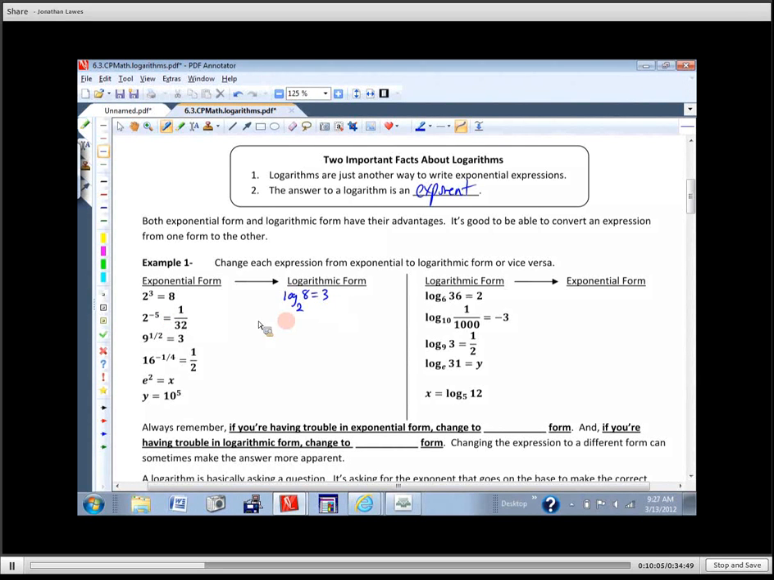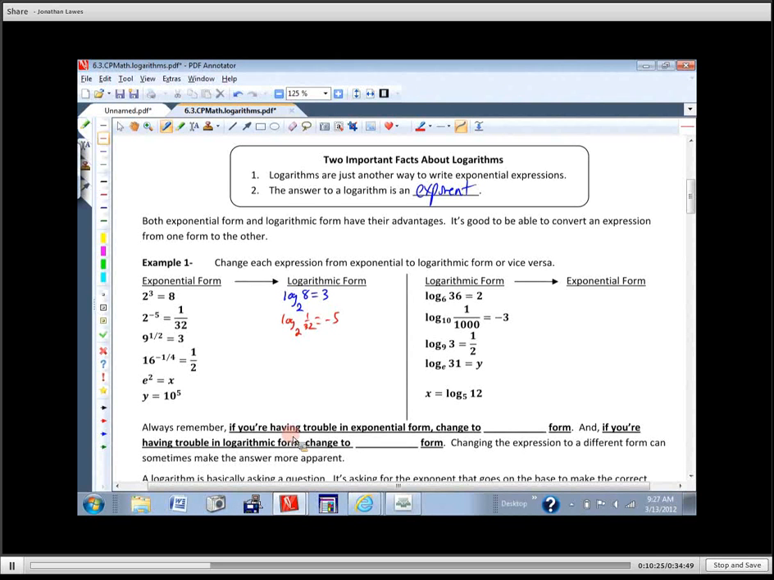For this next one, this one's going to be log base what? Log base 2. What's the answer to this logarithm? Answer is the exponent, so it's going to be -5, and this is going to be 1 over 32. So log base 2 of 1/32 is -5.